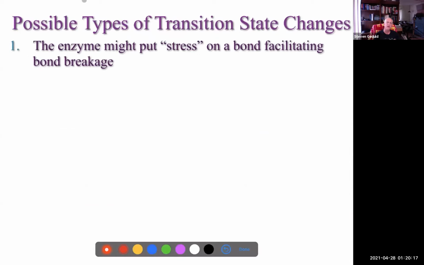Okay, there are different types of transitional state changes. There's different ways to make that substrate change its shape so it's less energetically favored. So the enzyme might put stress on a bond, making it easier to break that bond. Okay, it may bind to the enzyme, and it binds in such a way that it twists itself and puts stress on one of the bonds, making that bond easier to break to form the product.